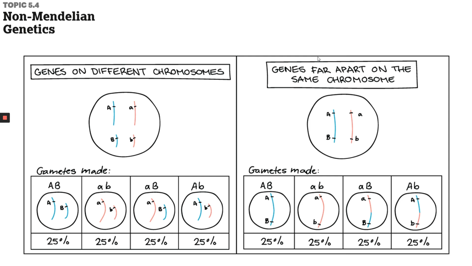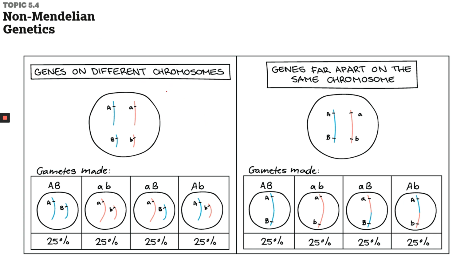So on to the second half of topic 5.4, non-Mendelian genetics: things that kind of go against, or not quite go against, but are a little bit different, not as simplistic as Mendel believed they were in his time. So first, before I move on to the next topic, I want to review, and please pay attention here because it's going to be crucial.